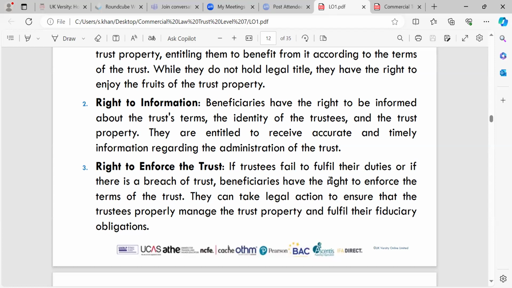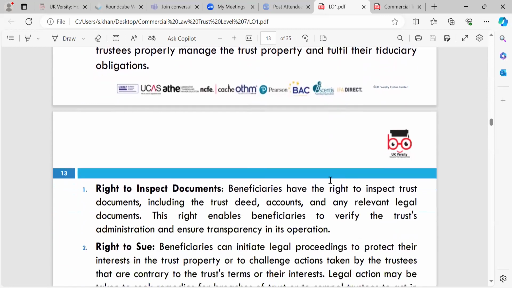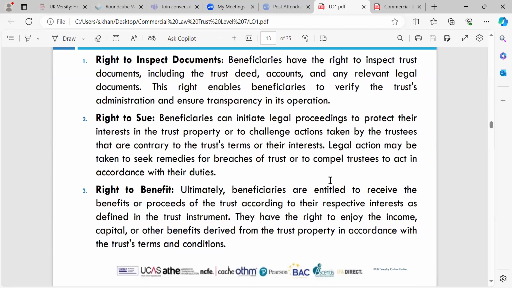They have the right to enforce the trust. If trustees fail to fulfill their duties, or if there is a breach of trust, beneficiaries have the right to enforce the terms of the trust. They can take legal action to ensure that the trustees properly manage the trust property and fulfill their fiduciary duties. That's why it's important within the law that trustees have fiduciary duties they must follow. The right to inspect documents. Beneficiaries have the right to inspect trust documents, including the trust deed, accounts, and any relevant legal documents.